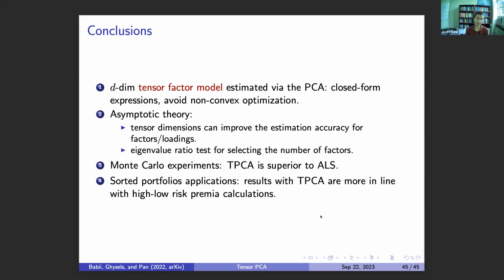And we consider an empirical application to sorted portfolios. We see that the Tensor PCA gives us results that are more reasonable and more in line with high minus low risk premium calculations as opposed to the ALS algorithm.